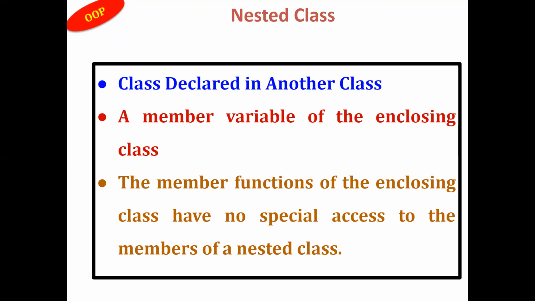Member functions of the outer class have no special access to the members of a nested class. They cannot access the members of the nested class.